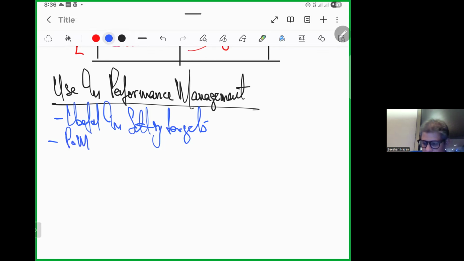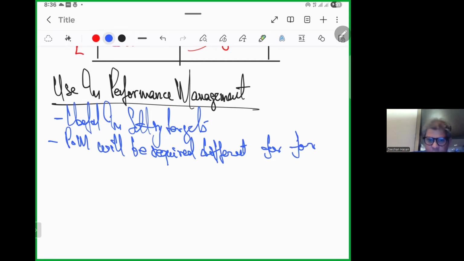Performance management required will be different for the four product categories. And the performance measure used should reflect this.